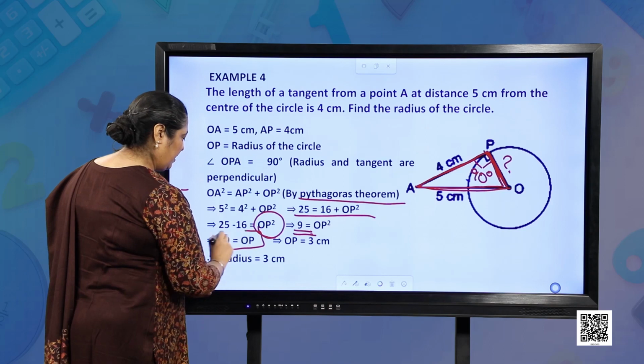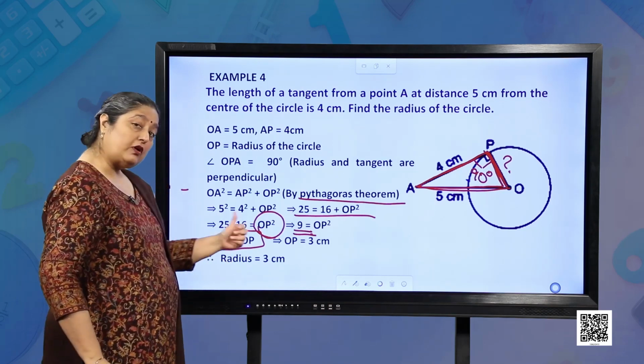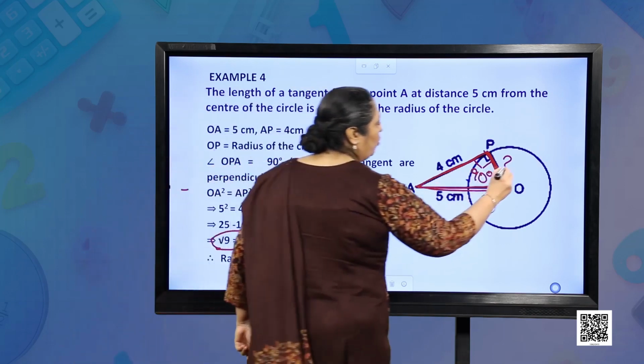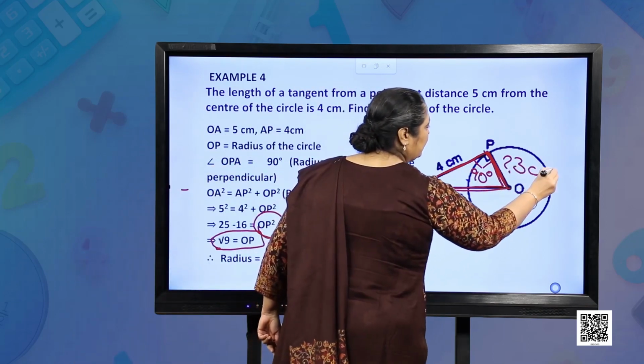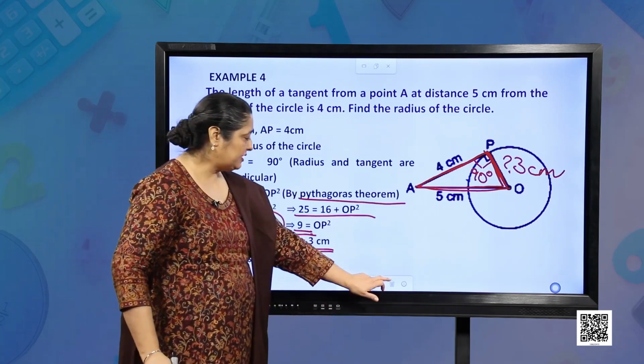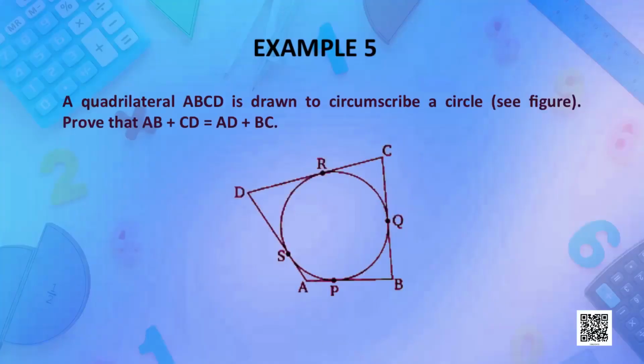What is OP? Square root of 9, that is 3 centimeter. So, we have OP, the radius, as 3 centimeter. I hope it is clear. Let us move forward. This is example number 5.